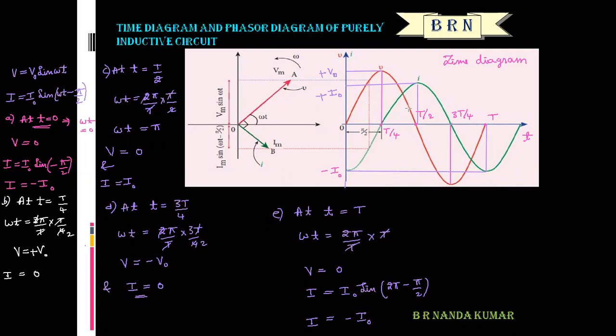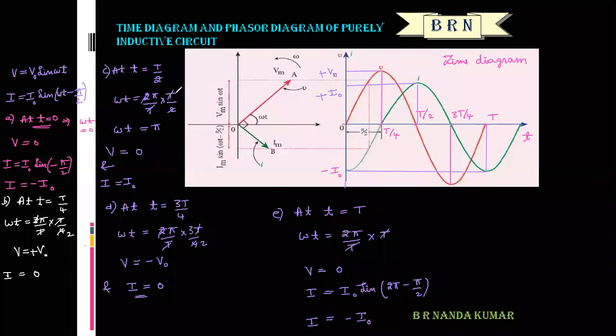Okay, so this is about the time varying current and time varying voltage. This is called the time diagram. So what is the meaning of time diagram? A diagram which represents the time varying current and time varying voltage is called the time diagram.